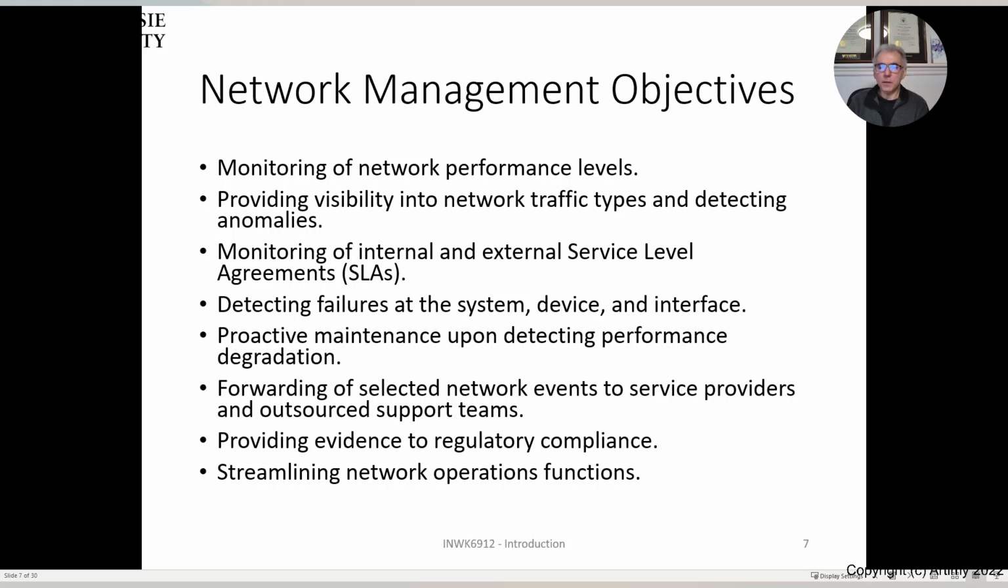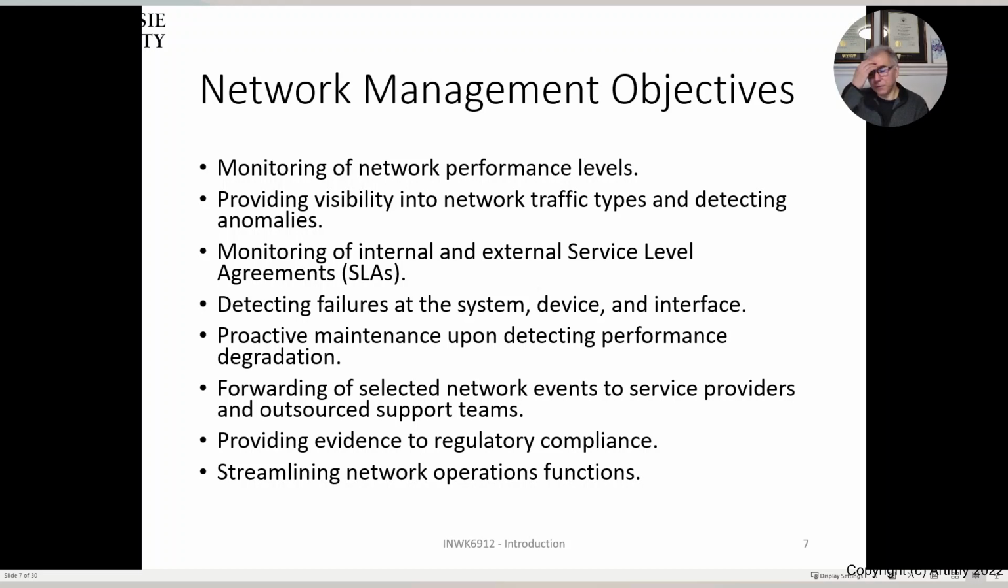Another objective is to forward some of the tasks to a service provider or outsource support. As a network management person, especially in large networks, you cannot manage everything, either because you don't have the time or because you don't have the skills. So a lot of networks rely on an external resource for support.